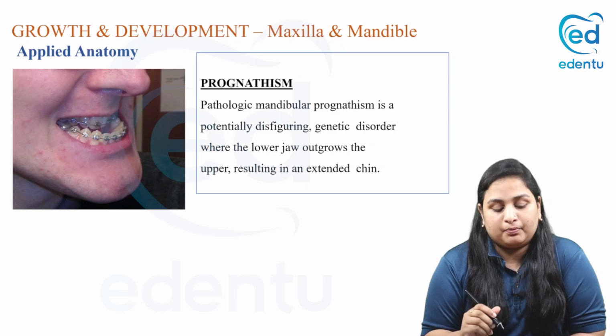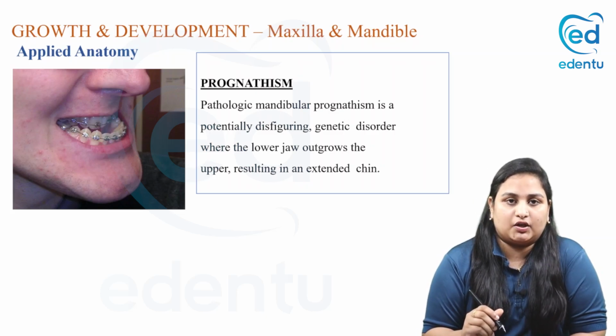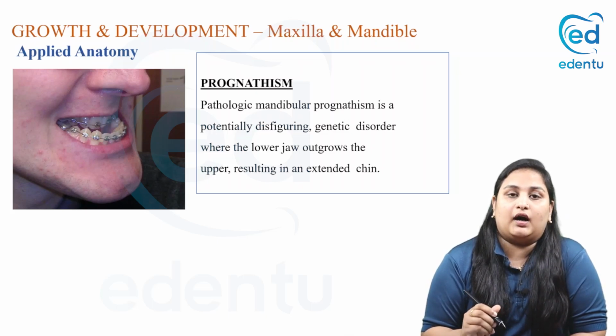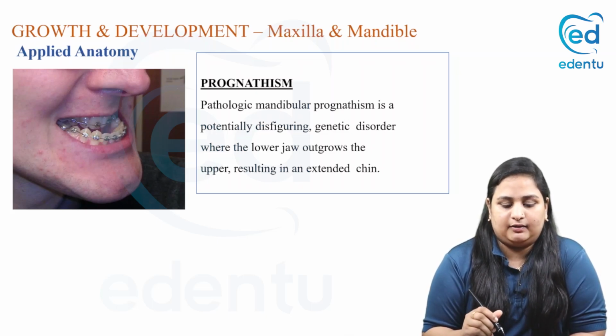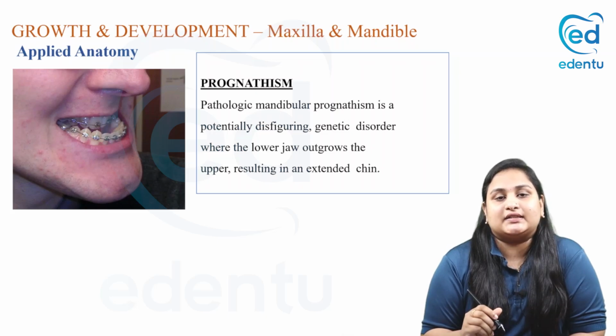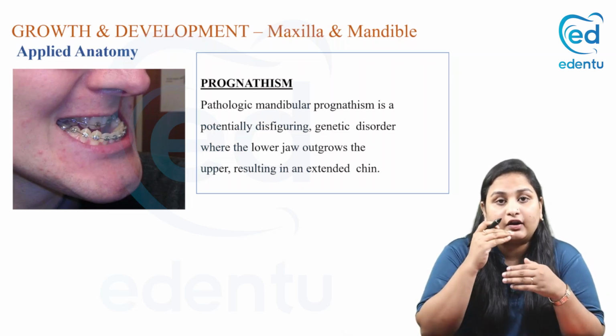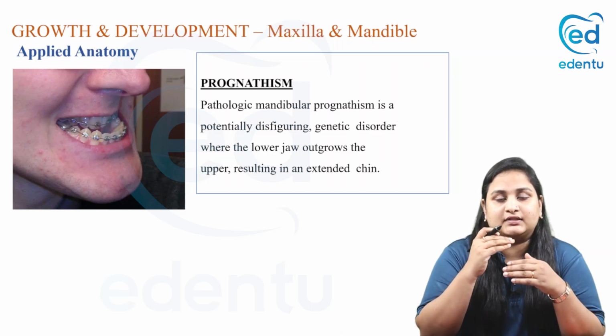Moving on to the applied anatomy, let's look at mandibular prognathism. What is mandibular prognathism? It is a pathological condition, genetically defined, in which the lower jaw outgrows the maxilla and results in an extended chin. Overall, the mandible tends to be ahead of the maxilla and is placed forward when compared to the upper jaw.